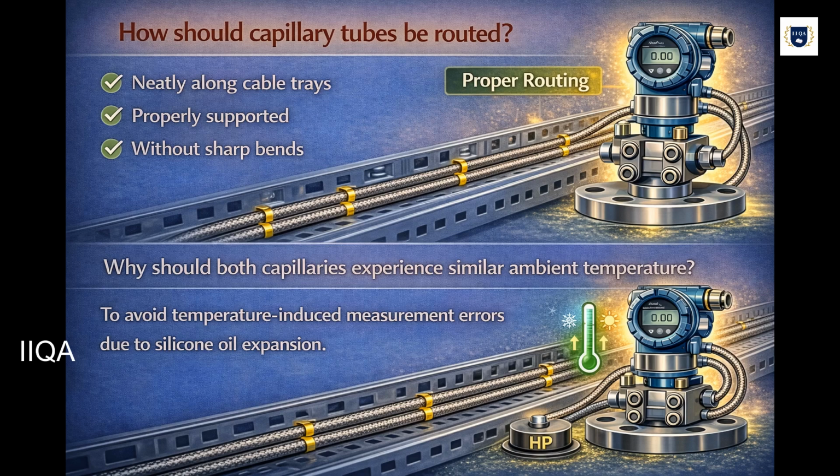How should capillary tubes be routed? Neatly along cable trays, properly supported, without sharp bends. Why should both capillaries experience similar ambient temperature? To avoid temperature-induced measurement errors due to silicone oil expansion.